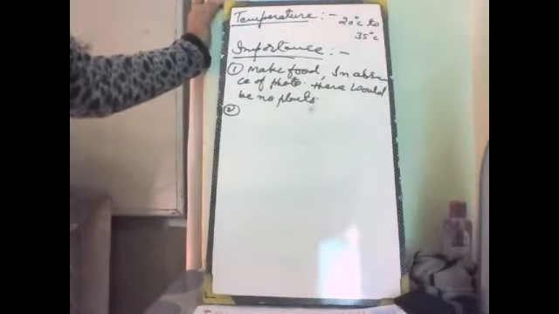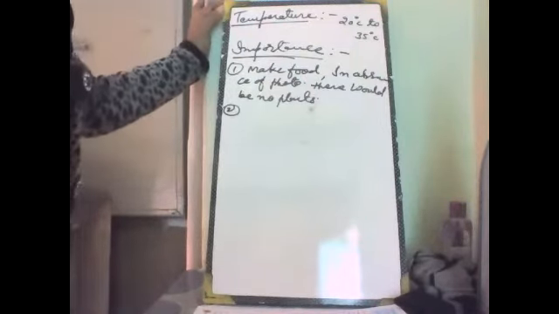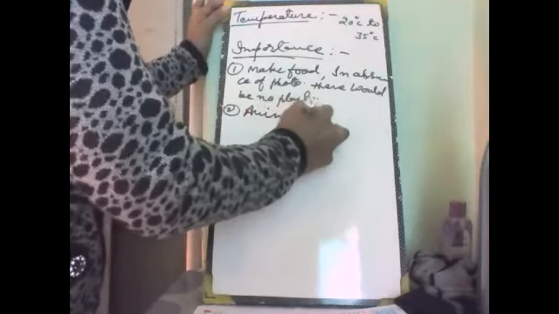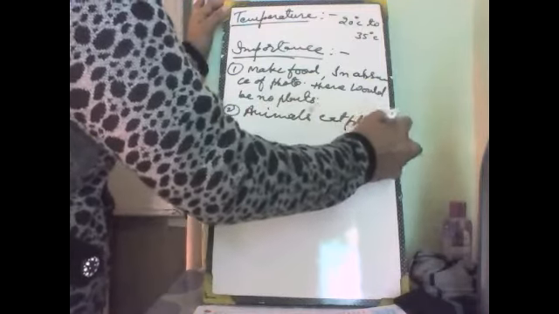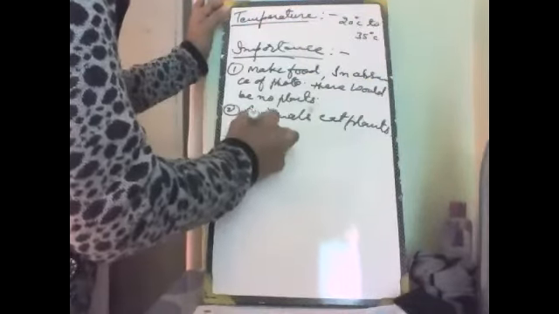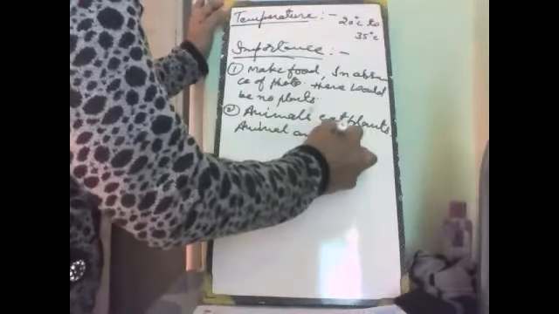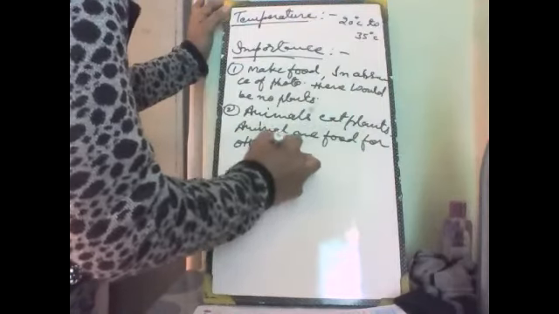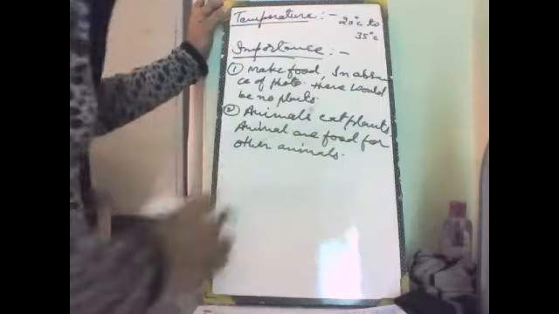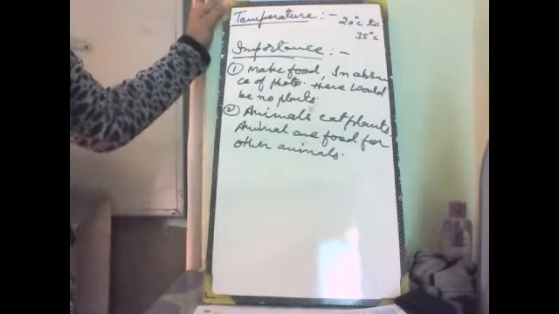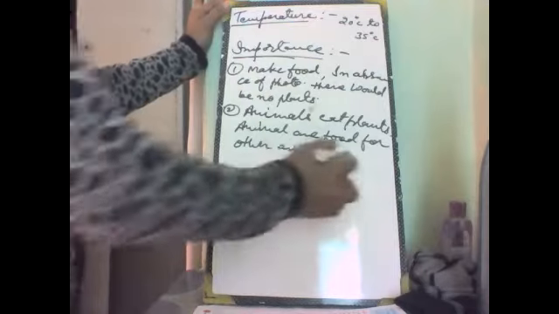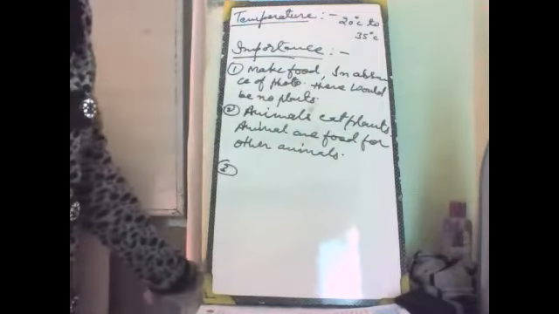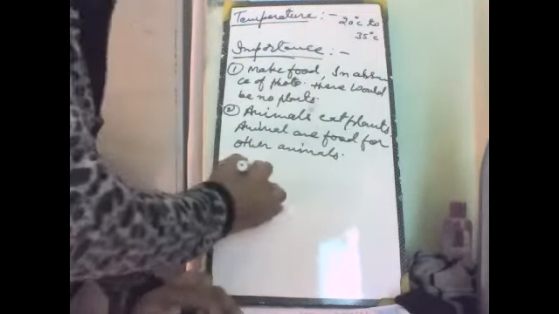Then animals eat plants. These animals are food for other animals. Thus, green plants are the source of food for all living organisms. So it is a must. We need plants.